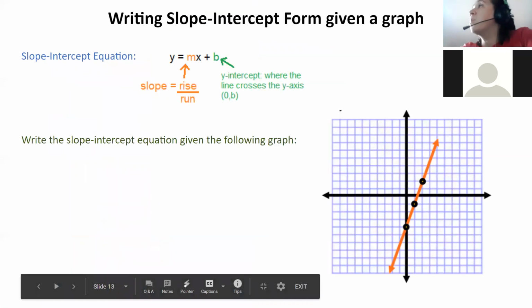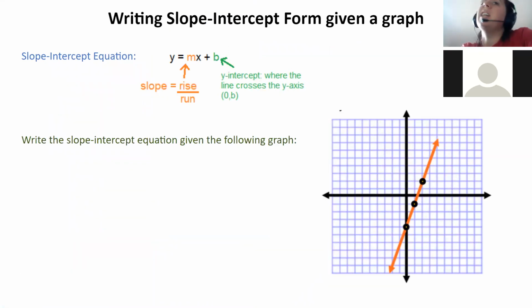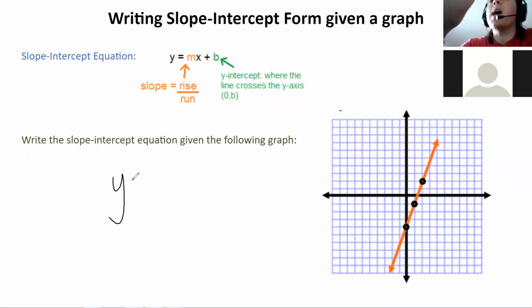Okay, so the first thing we're going to talk about is how to write an equation if you're given a graph into slope-intercept form, okay? So when you write this equation, there are some things that you will always, always, always have, okay? Every single slope-intercept equation is going to have a y and an x. Those are 2 things you could write right away. And then from the graph, you're going to read your y-intercept and your slope.